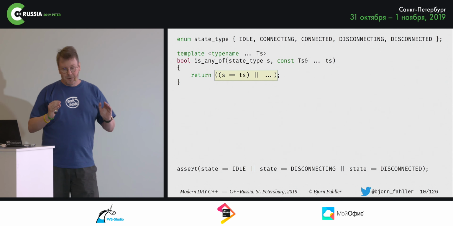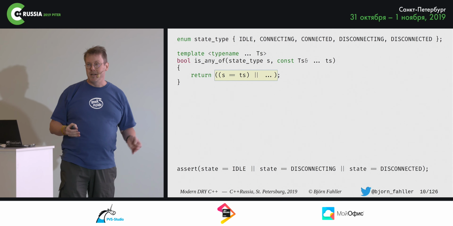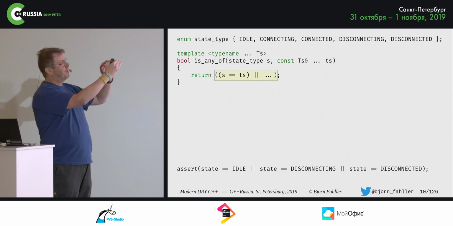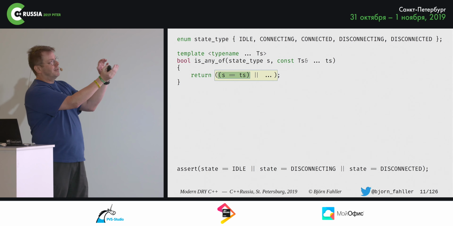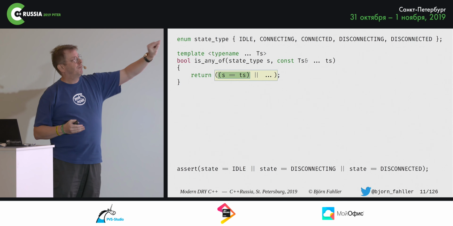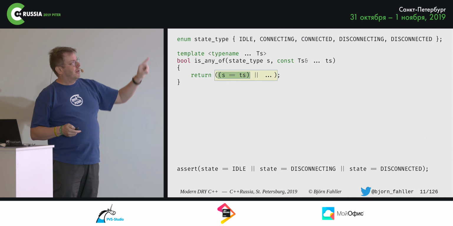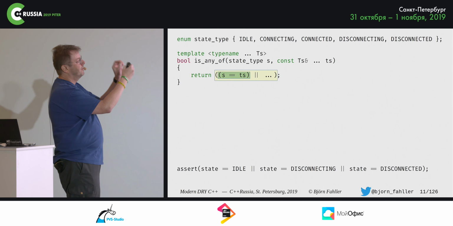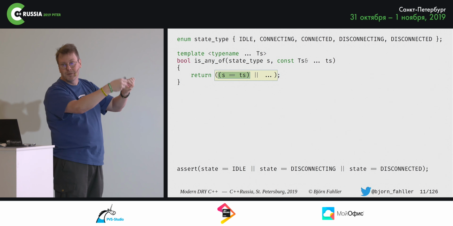Fold expressions are your friend when you're dealing with variadic templates with parameter packs. What this highlighted section, this parenthesized expression, means is that s == ts compares the value of s to the first value in the ts parameter pack. This is ORed with, and ... is all the other values of ts in the parameter pack. So you repeat this: s equals the first value, or s equals the second value, or etc.